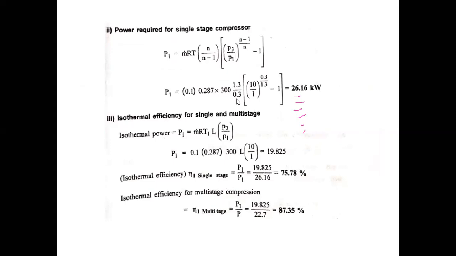Okay, so the actual power input is already found, that is the one in case of polytropic compression, which we've already found for multi-stage and also for single stage. Now to find the isothermal power, you just have to use a formula, that is mRT1 into log of P3 by P1. This will give us the isothermal input.